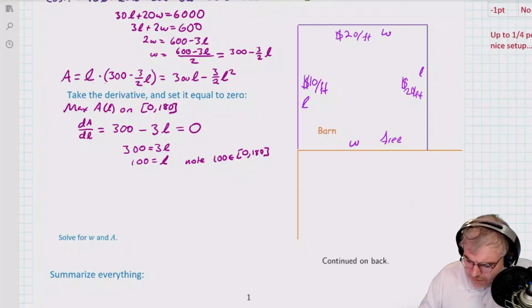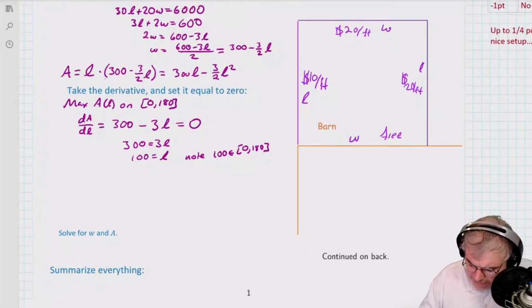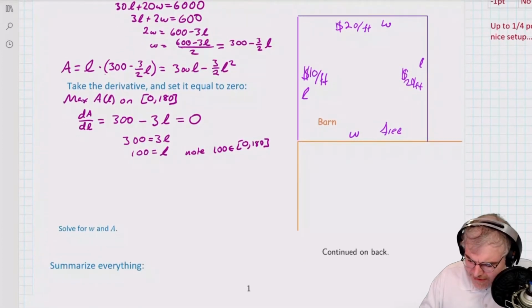Okay. So now what I need to do is I need to check to see that I have a max. Okay. Well, I can do it like this. There's two things I could do. I could actually do three things.